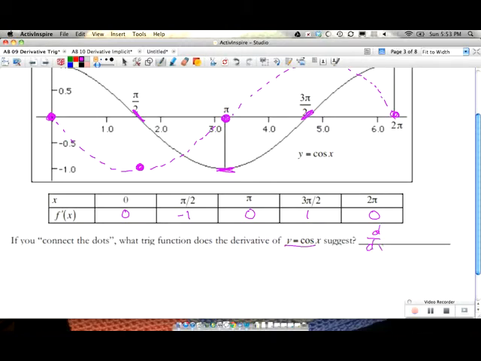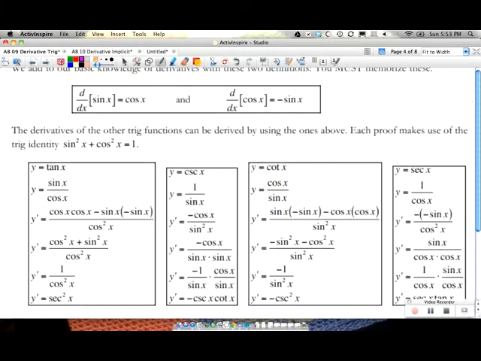So that means that the derivative of y equals cosine of x, so the derivative of cosine of x, is not just sine of x, but negative sine of x. And in fact, that's true. Basically, that's what trig derivatives are in a nutshell. The derivative of sine of x is cosine of x, and the derivative of cosine of x is negative sine of x.